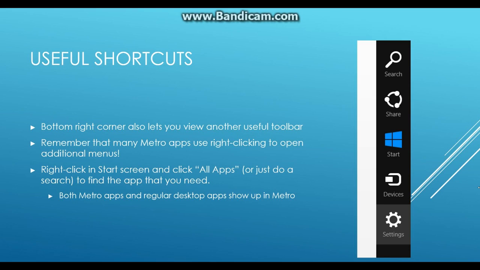Right-clicking the Start screen will give you an option to see all apps, which will just give you a big list like you had seen before in Windows 7. And then you can find the app that you need. Both Metro apps and regular desktop apps show up in Metro. It's just like a regular Start menu.